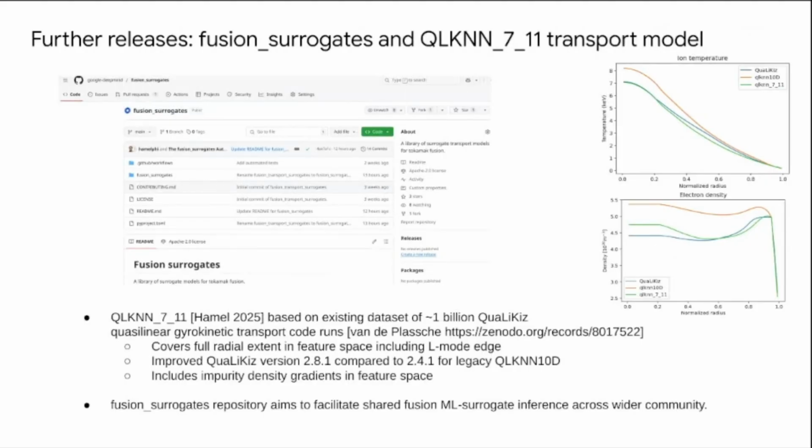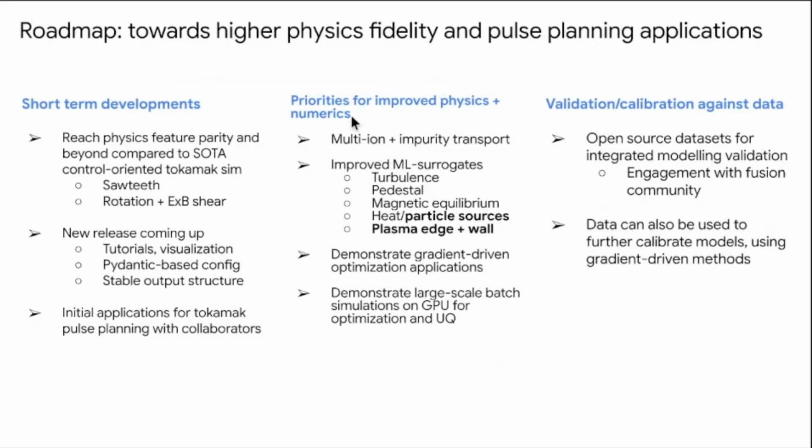Got two more slides. So, the roadmap. We'd like to get more feature parity with standard modeling when new releases come up, with more tutorials and so on. We'd like to improve a lot of the physics, go towards multi-ion and impurity transport, get a lot more surrogates, and demonstrate gradient-driven optimization applications and large-scale batch runs on GPU. It's also very important to collaborate with the community on getting open source datasets.